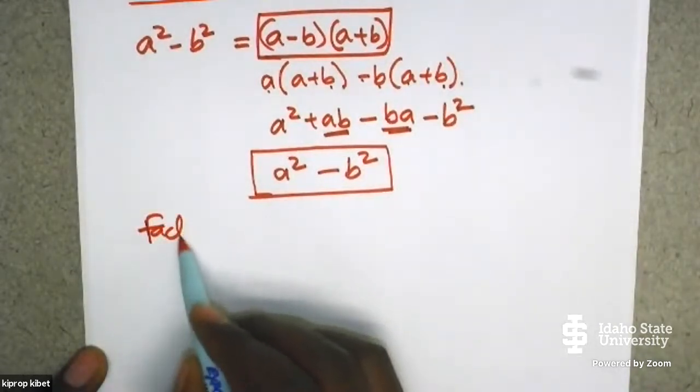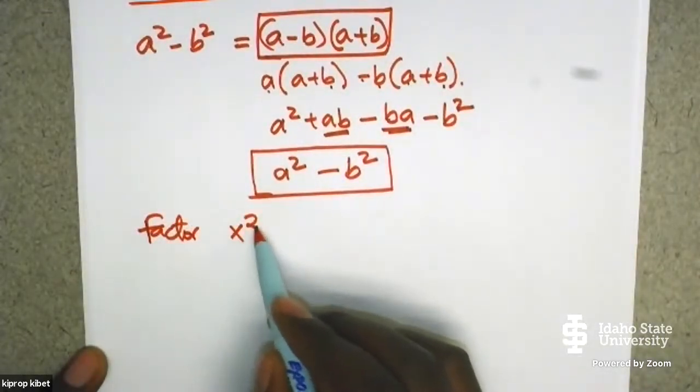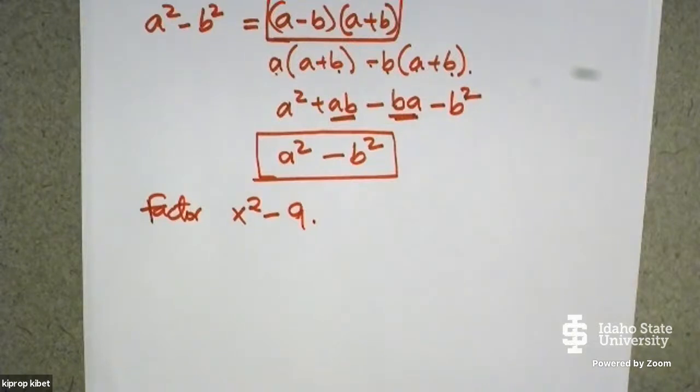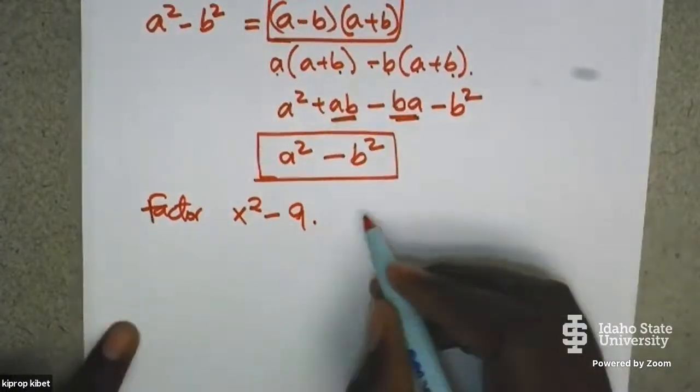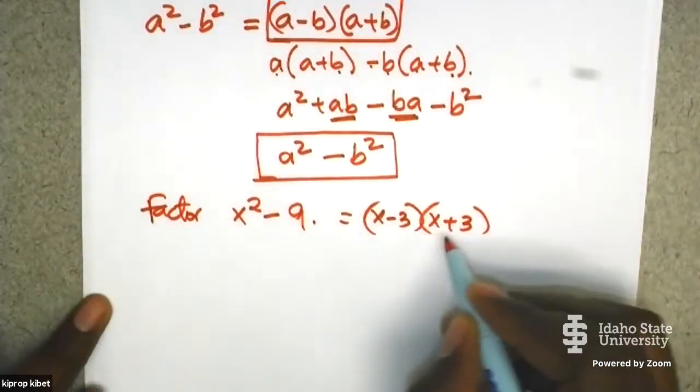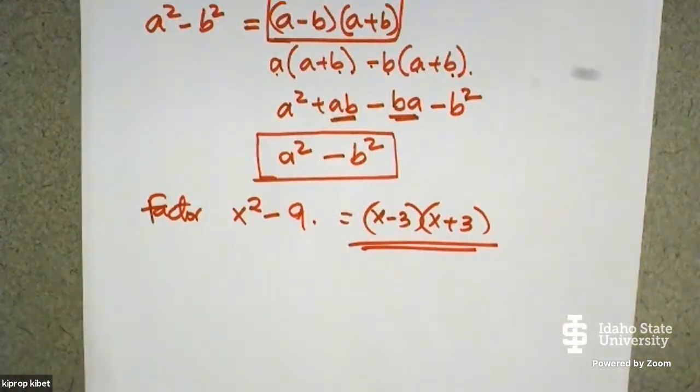Now, for example, factor x squared minus 9. What can we see from that? Because this one is minus, we can still get the factors of it. Therefore, this is x, and this one is 3, right? So it will be x minus 3, x plus 3.